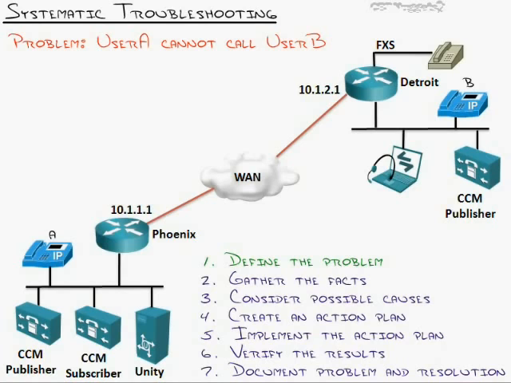Step 1 is to define the problem. And in this case, it's fairly simple. User A cannot call user B. Now, that is the problem as reported by the user. But remember, that may not be the actual problem. I mean, the problem is most likely that the phone is not working, or that the intercluster trunk between the two is not configured correctly or down. There's all kinds of things that can happen. But big picture wise, the problem that was reported to you via a trouble ticket or a phone call is user A cannot call user B.